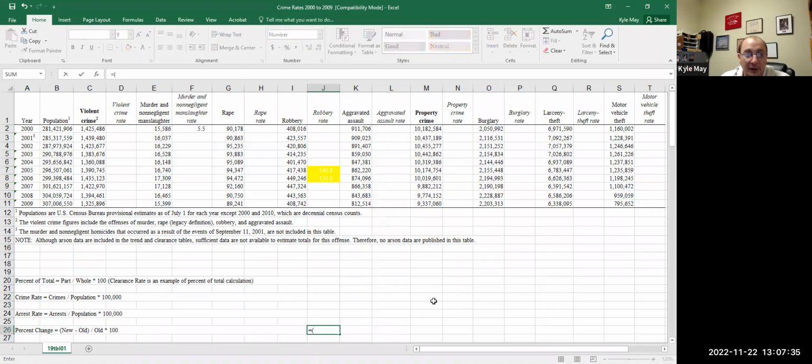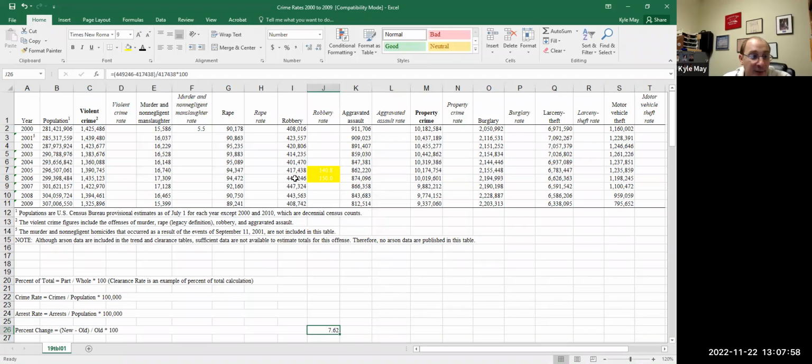Let's do new minus old. So the new rate 2006 is 449,246. Subtract from that the old number, 417,438. Close parentheses. Divided by that old number, 417,438 times 100. And I get a relatively logical looking number, 7.62%.